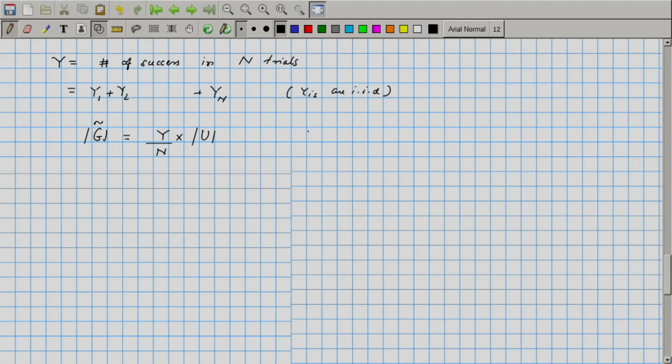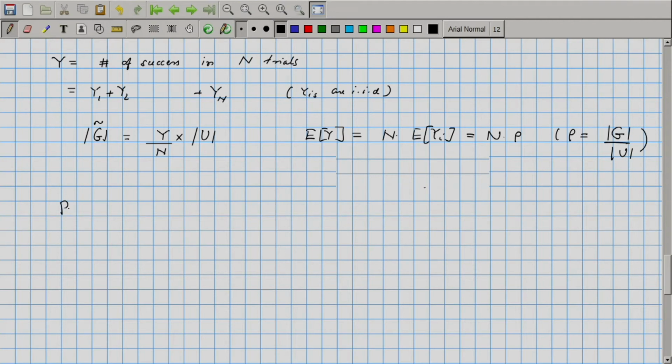We want to know, so note that if we can calculate the expectation of y, that is going to be equal to n times the expectation of each yi, and each yi we can say that its expectation is rho, where rho is equal to, say, size of G by size of U.